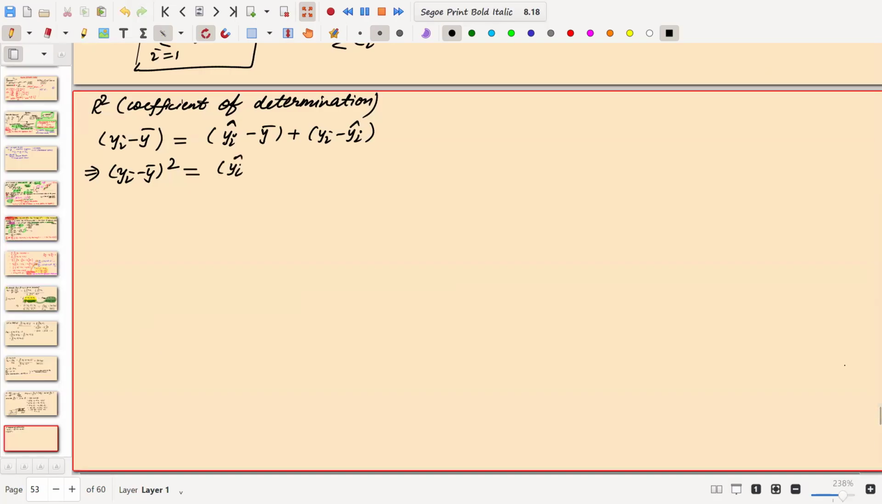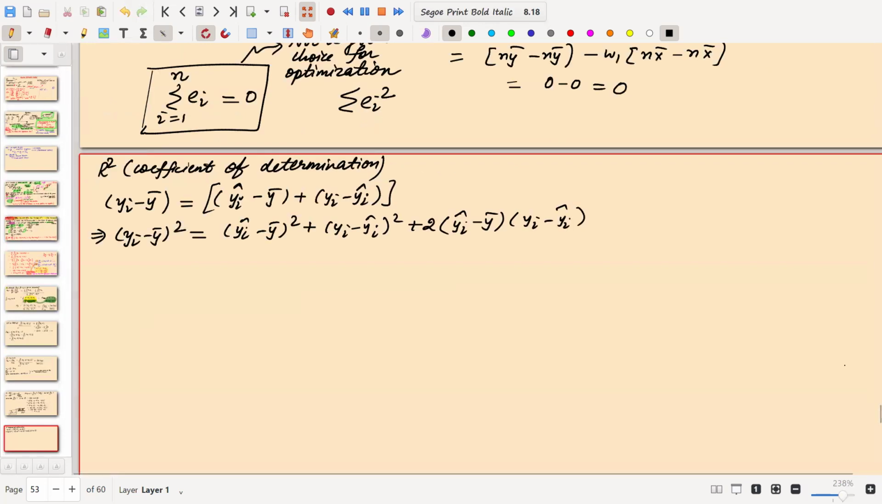So (yi cap minus y bar) whole square plus (yi minus yi cap) whole square plus 2 times (yi cap minus y bar) into (yi minus yi cap). Do you agree to this? I am taking this square, nothing else. (a plus b) whole square is a square plus b square plus 2ab. Okay.